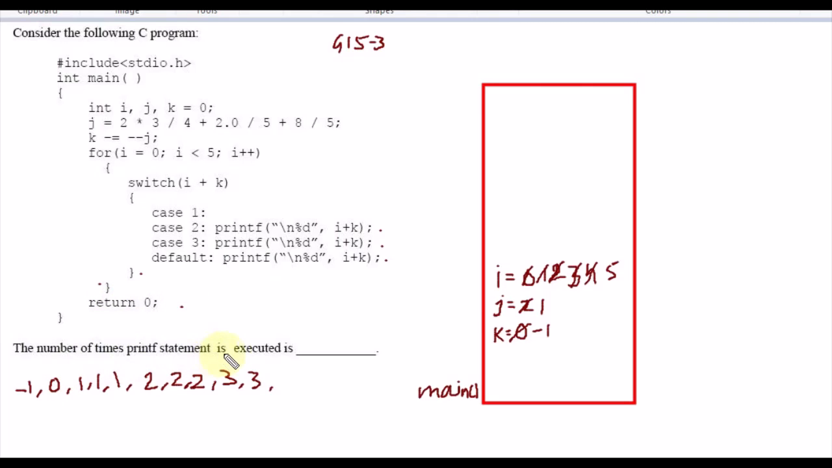So how many number of times is this printf statement executed? That is 1, 2, 3, 4, 5, 6, 7, 8, 9 and 10. So 10 times this printf statement will be executed. Okay, so this is the correct answer.